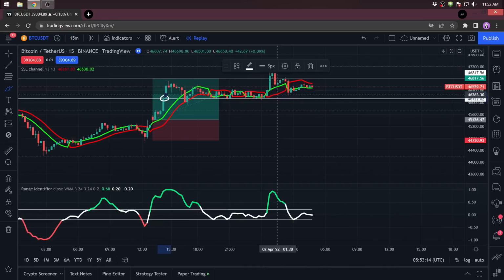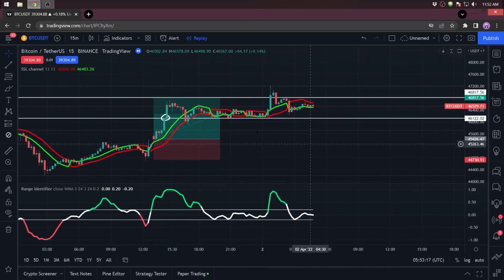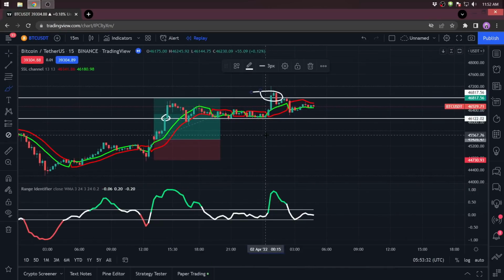And after a few hours the price successfully hit our profit target 2. So let's go with another example.